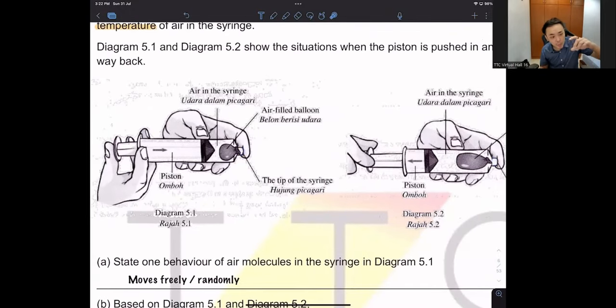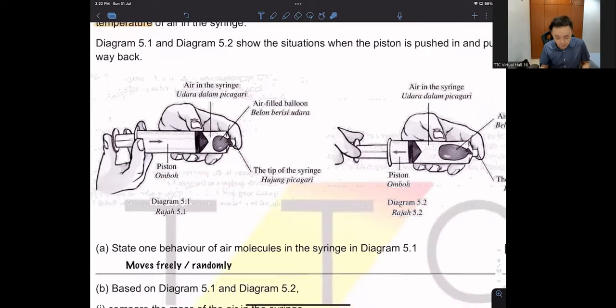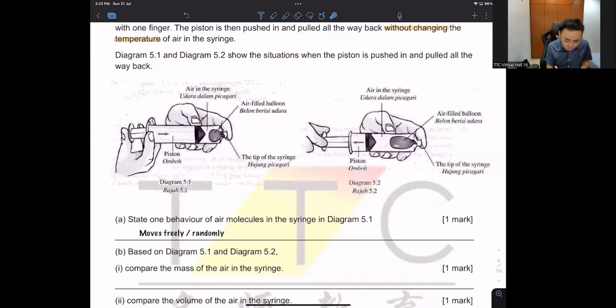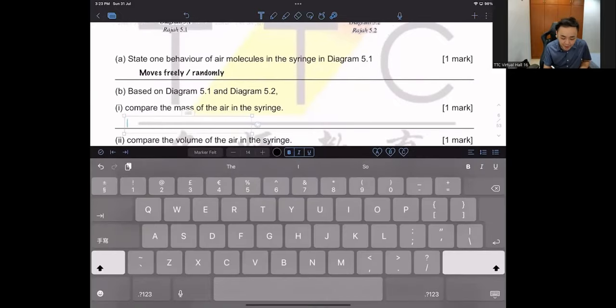It's because no matter whether I push the syringe in or pull it out, there's no air going in and out. That's because your entrance is blocked. No air in, no air out. The air particles are the same amount. Exactly. Now, what is different? This one is pushed in, so lesser volume. This one has more volume. The amount of particles inside is the same. This is one thing you sometimes get tricked by. So read properly: the tip is being closed up.